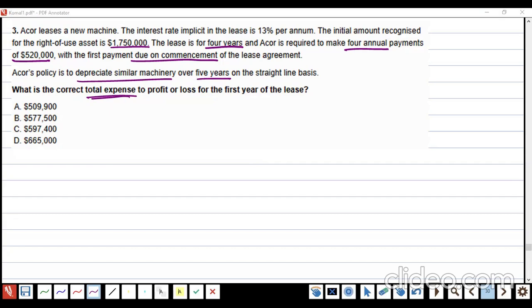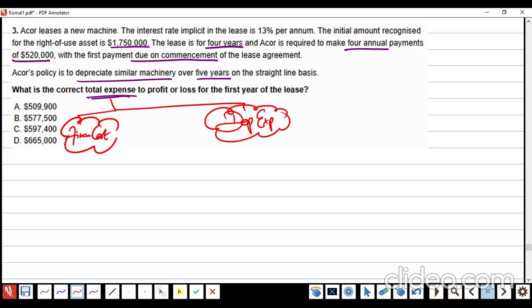Expense amount. There are two expenses pertaining to any lease. The first one is finance cost, which is known as interest. The second one is the depreciation expense, because the lessee will record the asset and make it depreciate, right or wrong? Computing depreciation is the easiest thing. The value is 1,750,000, right? The life is 5, and the lease term is 4.